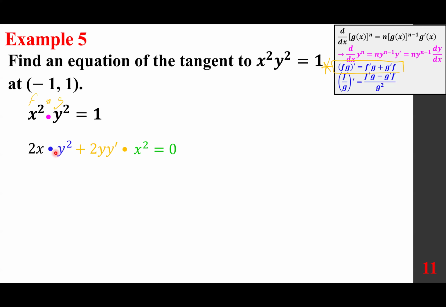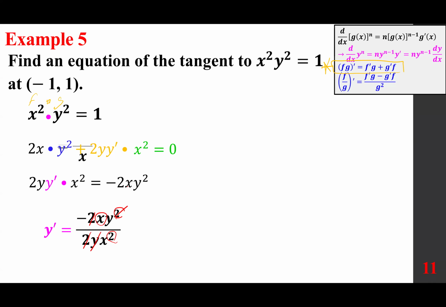To solve for y prime, let's move this one to the right and make it negative. So this becomes negative 2xy squared. And this is y prime. You want this one, you're going to divide by 2yx squared. So the 2 goes away, negative sign remains. The x goes away, and the exponent 2. The y goes away, and the exponent 2. We end up with negative y over x. This is the derivative function, y prime or dy dx.